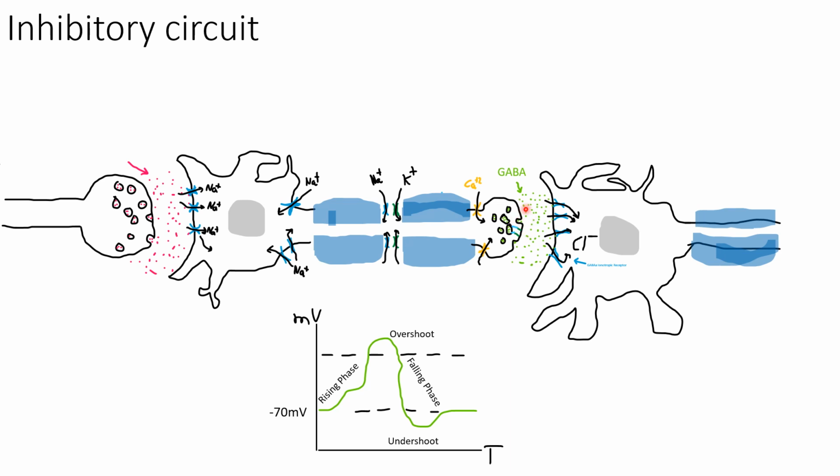These then get released into the synaptic cleft, where they bind to GABA-A receptors, which are ionotropic. GABA-A receptors allow for the influx of chloride anions into the soma of cell 3. These chloride anions hyperpolarize the membrane potential of cell 3, which is why this acts as an inhibitory circuit.